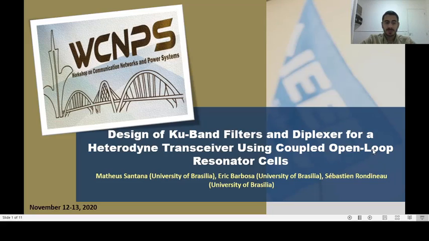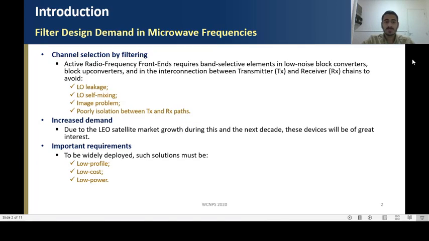Hello dear friends, I'm Mateus, and I'm going to present to you the paper Design of Ku-band Filters and Diplexers for a Heterodyne Transceiver using coupled open-loop resonator cells. This paper is a contribution from me, Eric Barbosa, and Sebastian Rondinet, all three authors from the University of Brasilia.